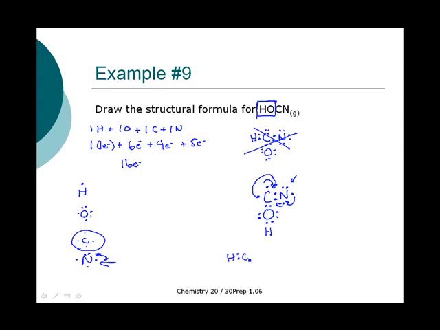Here's H, and here's where you can see the value of structural formulas, because things start to get a little messy. So there's our Lewis structure. For the structural formula, we can say there's a bonding pair between H and O, a bonding pair between O and C, 3 bonding pairs between C and N, and there is our structural formula.